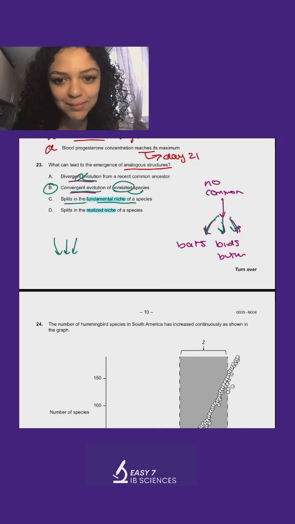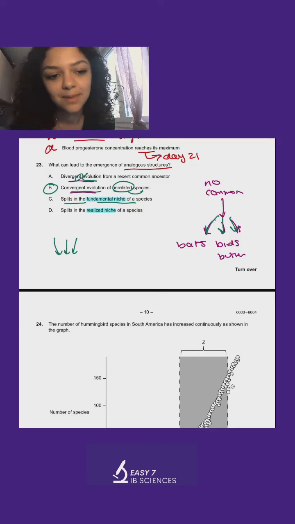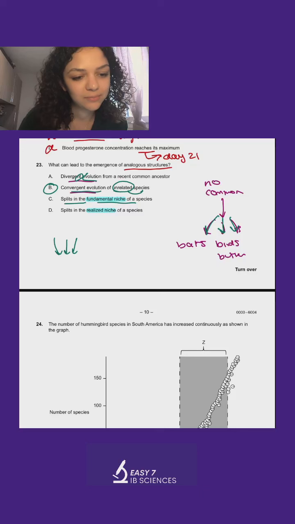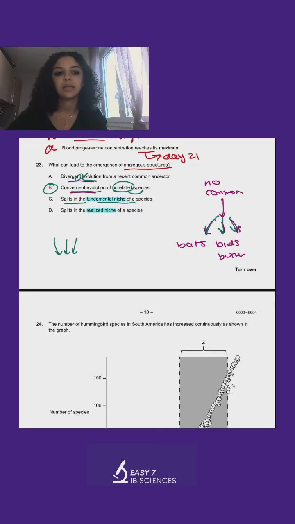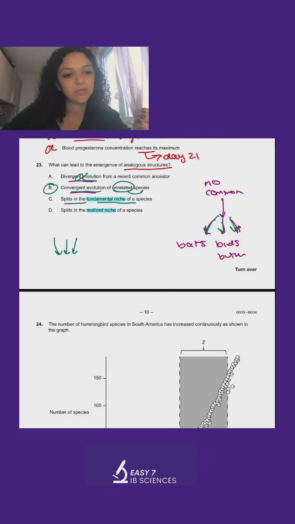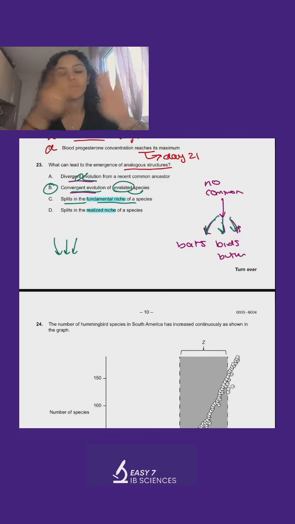What is a fundamental niche? You should know this. Or if you don't, you're going to know it. Okay, think of this example. So let's say a niche is what job this specific organism has within its environment, right? So what it eats, where it lives, and so on.